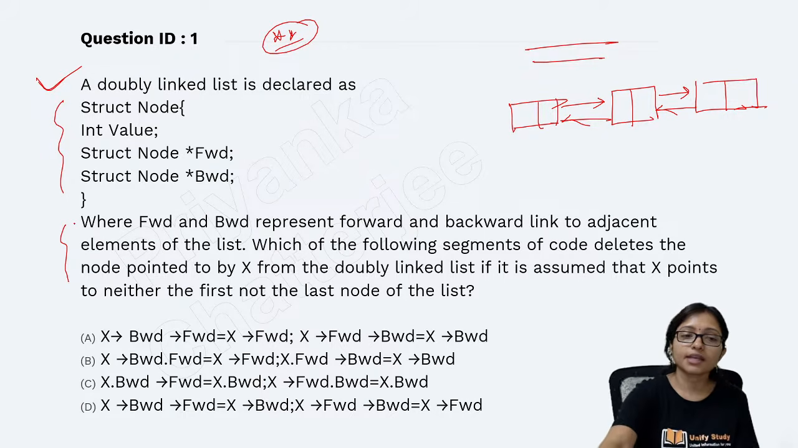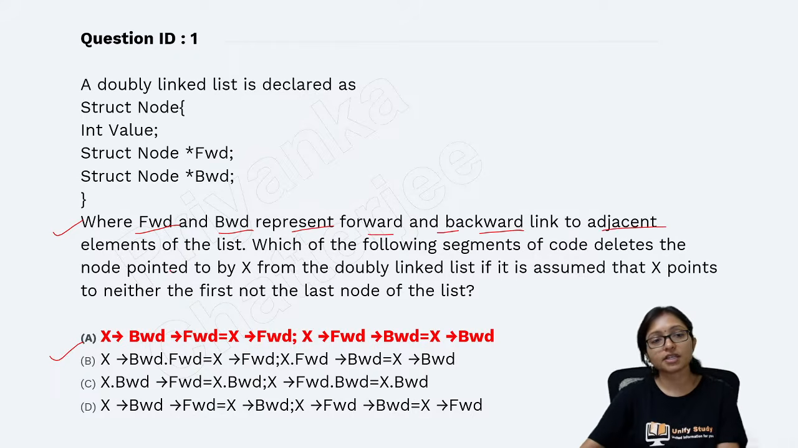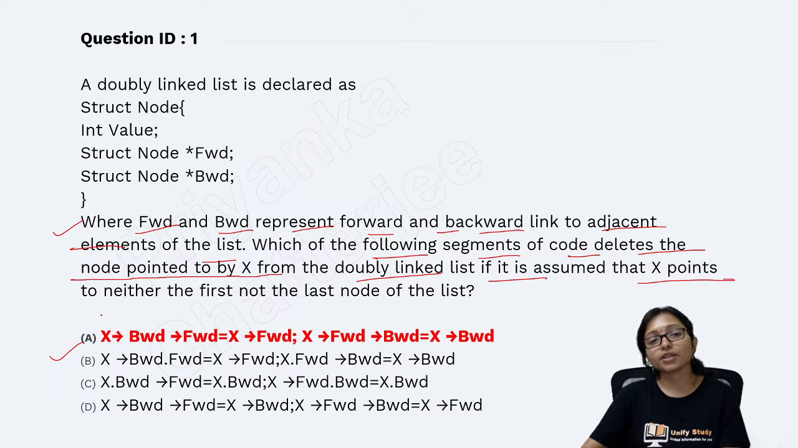Answers are coming. Yes, answers are coming. I can see. Yes, option A is the correct answer. Here it is asking, where forward and backward represent the forward and backward link to the adjacent element in the list, which of the following segments of the code deletes the node pointed to by X from the doubly linked list if we assume that X points to neither the first node nor the last node? How can we delete it? That is given here.